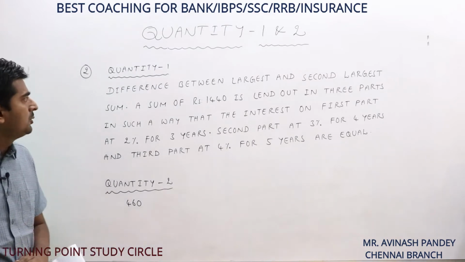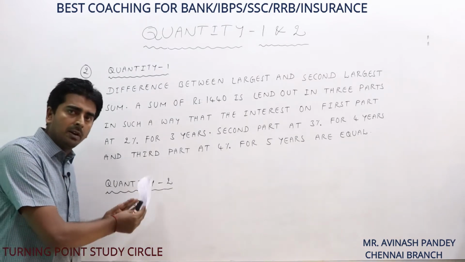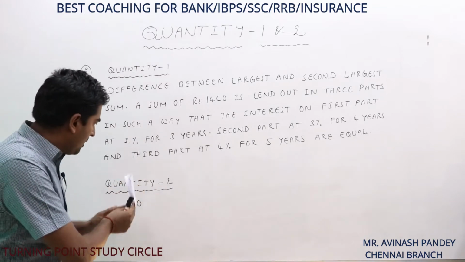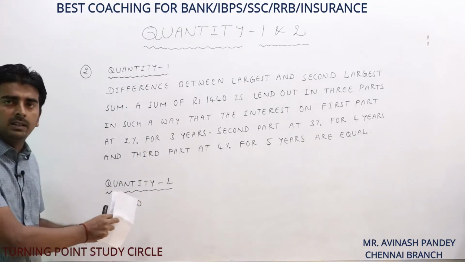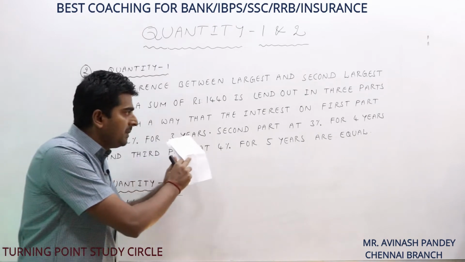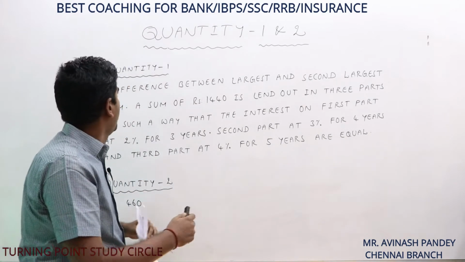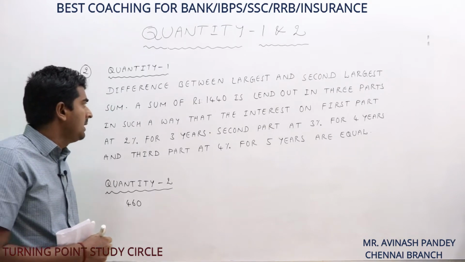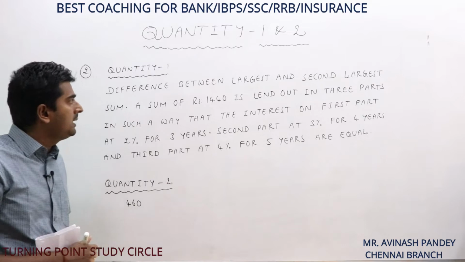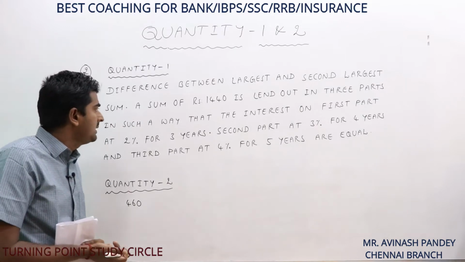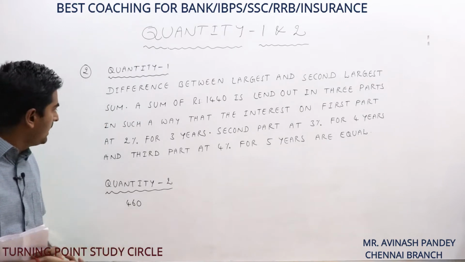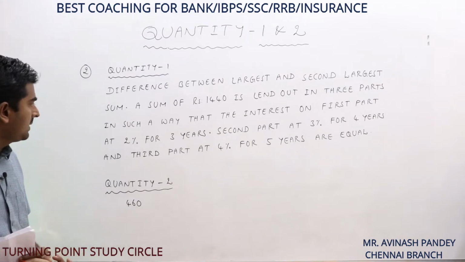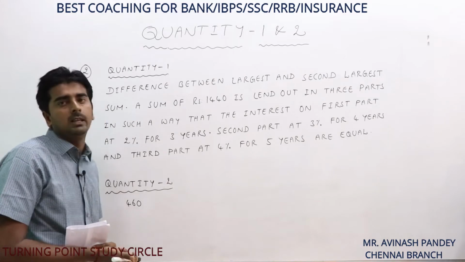Again, it's a very interesting question where you have quantity 1 and quantity 2. In that, luckily you have quantity 1 which you have to solve, and for quantity 2 they have already given the value, which is nothing but 460. So it is coming in the simple interest chapter, right? I am reading the question here. Quantity 1: difference between largest and second largest sum. A sum of rupees 1440 is lent out in 3 parts in such a way that the interest on the first part at 2% per annum for 3 years, second part at 3% for 4 years, and third part at 4% for 5 years are equal, right?